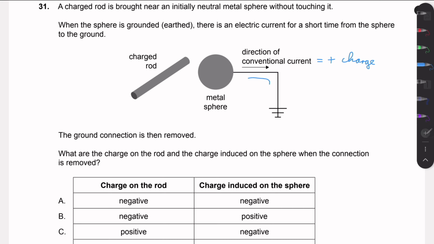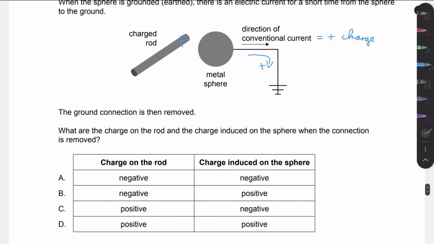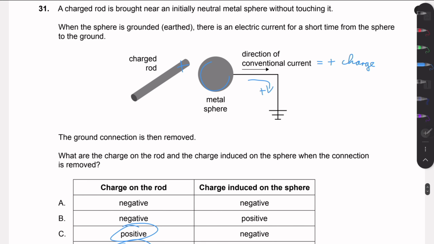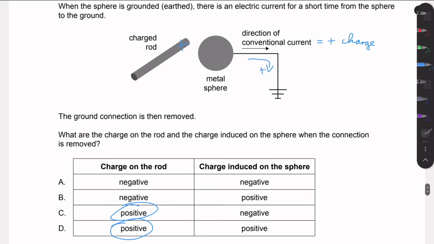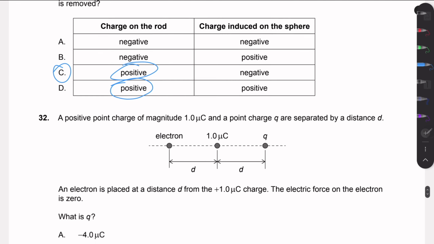So if positive charge is flowing here, it means that something is repelling the positive charges from here into the Earth. So that means that the charge on the rod must be positive, because in that way it will repel and push all of the positive charges from the sphere into the Earth. And so the remaining charges will be negative. So C. The charge induced will be negative.